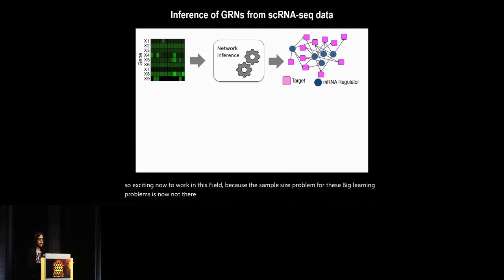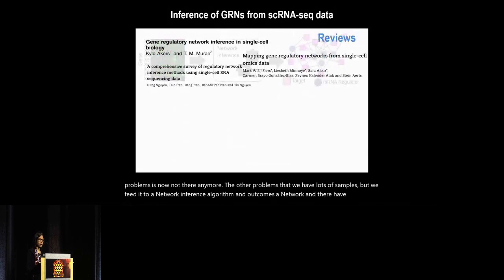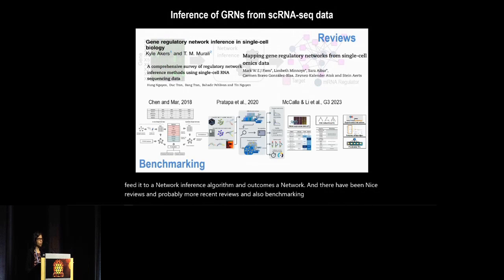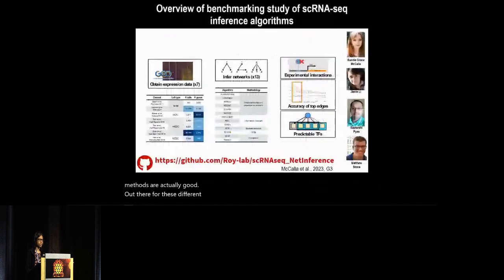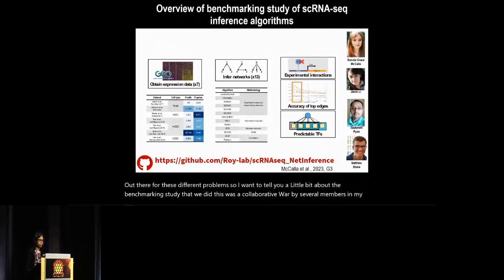There are other problems, but we have lots of samples, and we feed them to a network inference algorithm and out comes a network. There have been nice reviews, and probably more recent reviews, and also benchmarking studies to ask what methods are actually good out there for these different problems. So I want to tell you a little bit about a benchmarking study that we did. This was collaborative work by several members in my team, and you can read up more about it. I want to just touch upon the main points here.